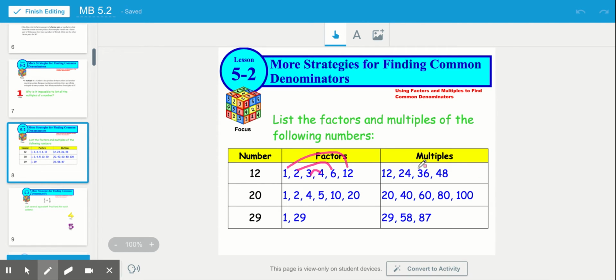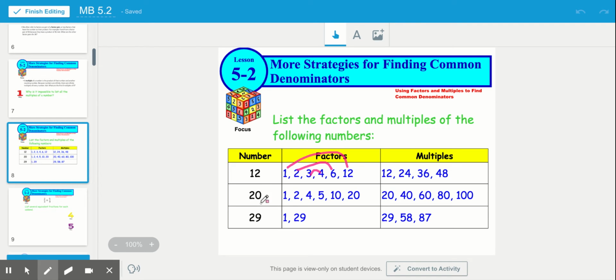Now with the multiples, you can see that they listed the first 4 of 12. They did 12, 24, 36, 48. This would be like saying 12 times 1, 12 times 2, 12 times 3, 12 times 4. We could go on and do 12 times 5. We could continue forever listing the multiples of 12.